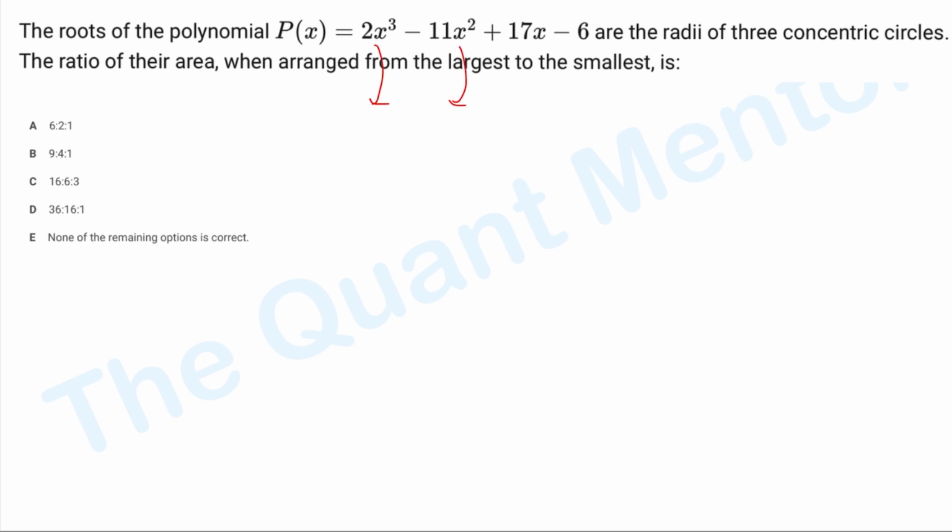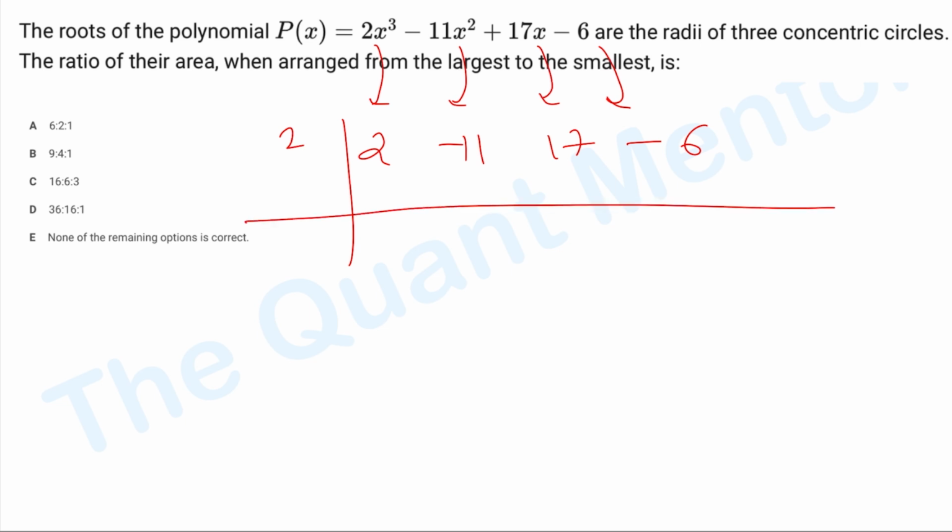So let's first write the coefficients here, 2, minus 11, 17, and minus 6, and divide them by the first root we have found, which is 2. Now, from here on it's very easy. Write down this 2 here. 2 into this divisor 2 gives me 4. Minus 11 plus 4 is minus 7. Minus 7 into the divisor 2 gives me minus 14. 17 minus 14 is 3. 3 into the divisor 2 gives me 6. Minus 6 plus 6 is 0.